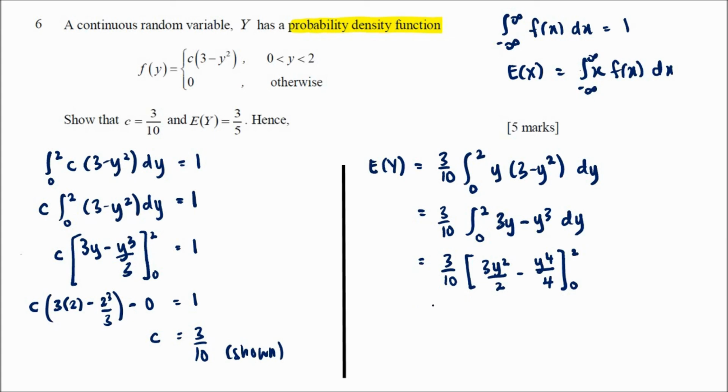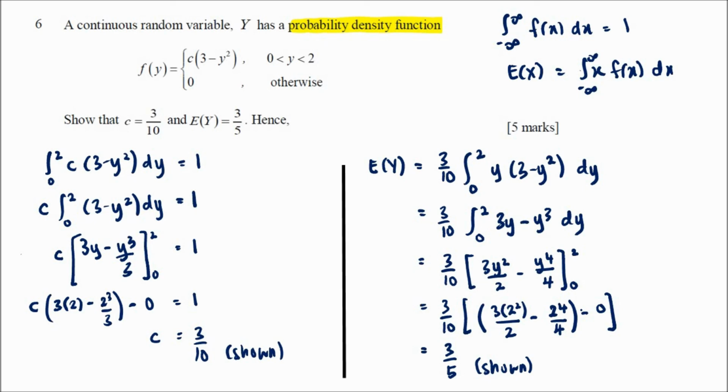If we substitute this limit, we will have 3 times 2 squared over 2 minus 2 to the power 4 over 4, and then minus 0. Then we will get our value of 3 over 5, and we have already shown the second part of the question. The highlight for this one is: always remember when you integrate a function, always show your working when you substitute the limit.